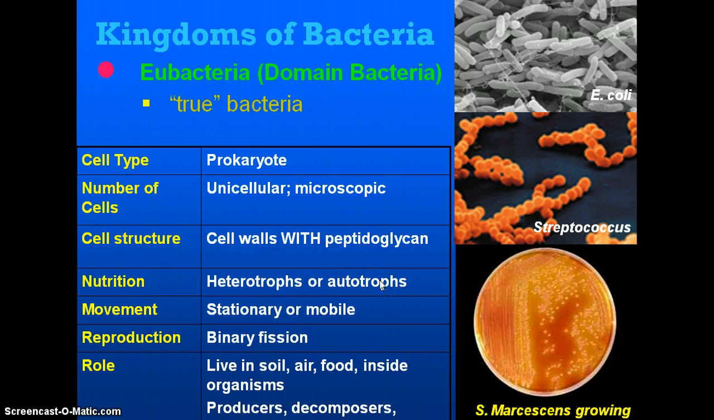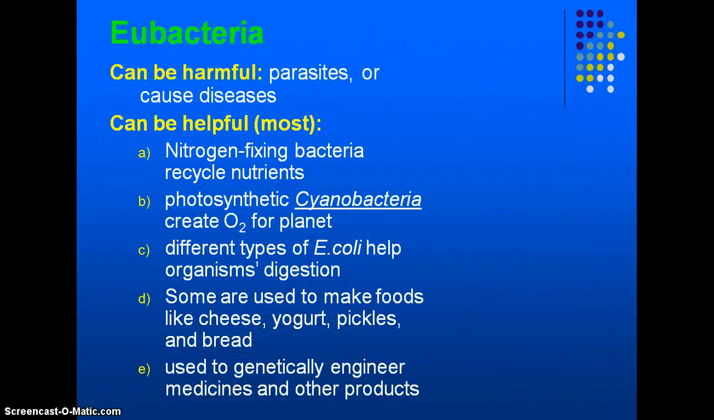Nutrition, some are heterotrophs or autotrophs. They are stationary or mobile. But they do also reproduce asexually by binary fission. They live in the soil, air, food, inside organisms. Inside humans, we have bacteria within our intestine. And they're producers, decomposers, and definitely some are disease-causing.